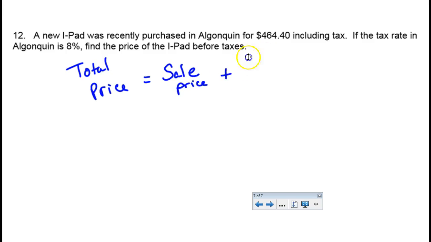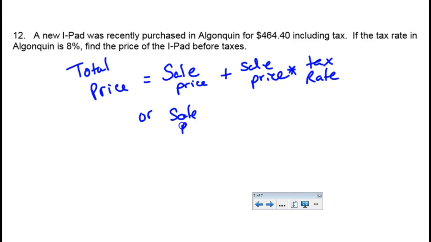but then it also has to incorporate tax, right? So it's going to take the sale price again and multiply it by the tax rate. There's a few different ways it could calculate this. Another way to do this would be to say it is the sale price times 1 plus the tax rate. And if you think about that, that kind of makes sense, right? If you're tacking on 8%, 1 plus 8% would be 108%, like 1.08. So either way, this works out great.